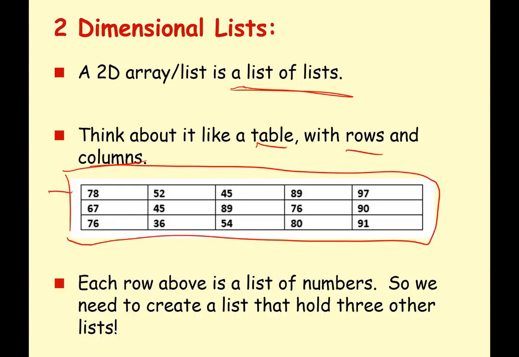Each row is just a list. So we've got one list, two lists, three lists of numbers. But instead of having three different lists, we want to put them all together in one list with one variable name. Maybe these are test results or profits or scores or something. We want to put all this together in one list and store it as one variable. So we need to create a list that holds three other lists inside it. Hopefully I haven't blown your mind. It's not as difficult as it sounds.